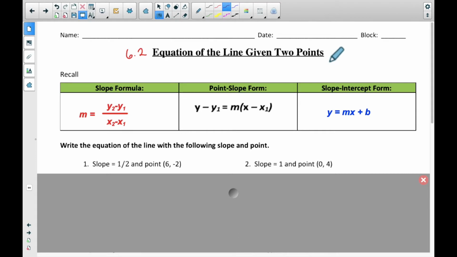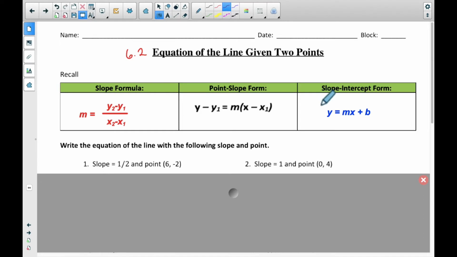Hi everybody, this video is going to cover lesson 6.2, which is how to write an equation of a line when you have 2 points. So first of all, a couple things we need to remember. We need to remember our slope formula, which is m equals y sub 2 minus y sub 1 over x sub 2 minus x sub 1. The point slope formula, y minus y sub 1 equals m times x minus x sub 1, and slope-intercept form, y equals mx plus b.